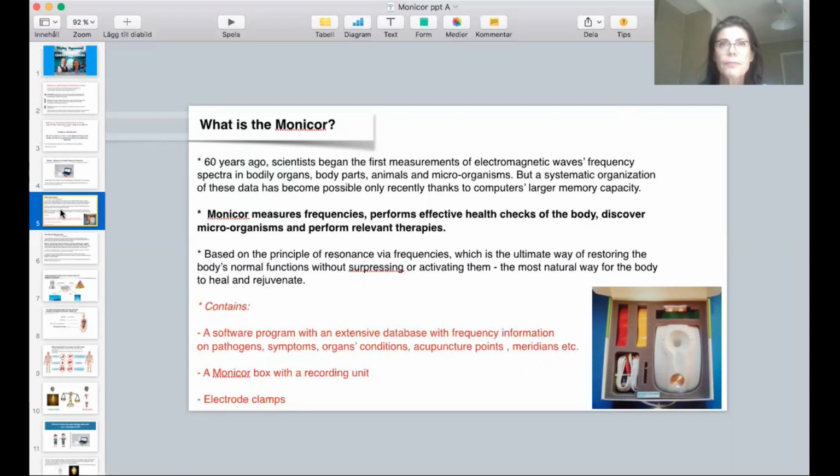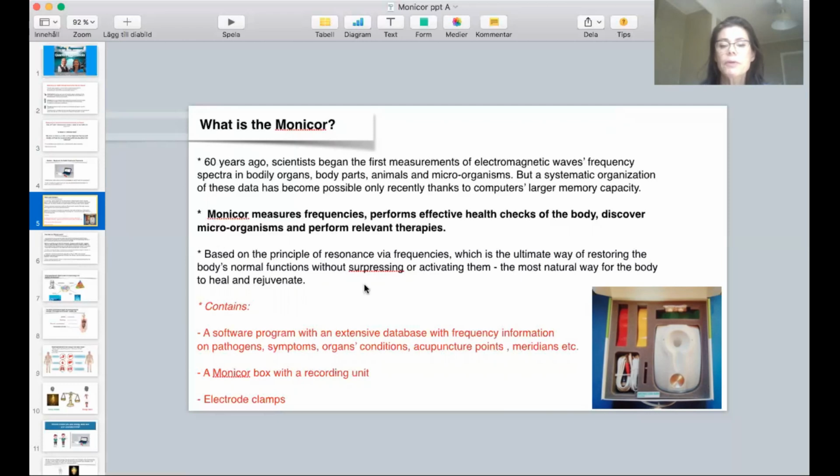It's a software system that contains information on all kinds of frequencies, on pathogens, like viruses and bacteria, on the frequencies of different symptoms and organs, and on acupuncture points, and it tells you if there is enough energy flow in meridians, or which meridians are blocked, for example. So you get a software, and then you also get a box with a recording unit, and we will get back to that later. And you get the electrode clamps.